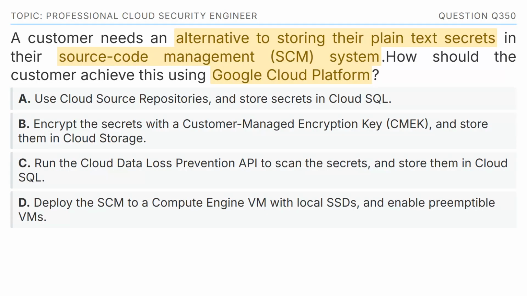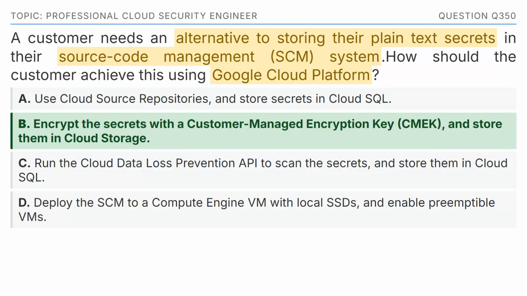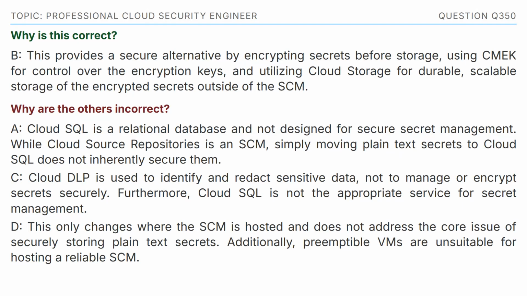To arrive at the correct answer, we focus on the keywords: alternative to storing their plain text secrets, source code management (SCM) system, Google Cloud Platform. The correct answer is Option B, encrypt the secrets with a customer-managed encryption key (CMEK) and store them in Cloud Storage. Why is this correct?